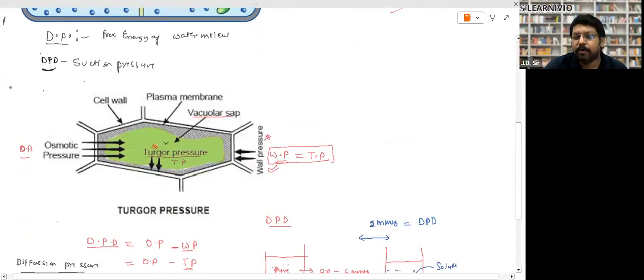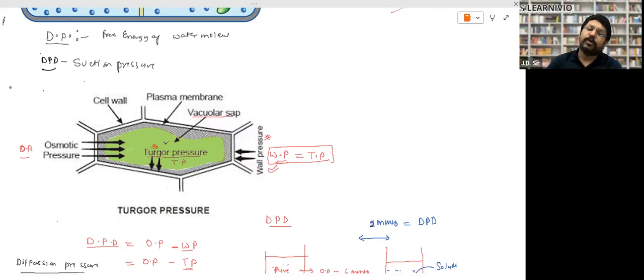Very, very important, very easy question. Many times questions have been asked with the help of this diagram, or the questions have been asked differently. So look, what is turgor pressure? What is wall pressure? What is osmotic pressure?